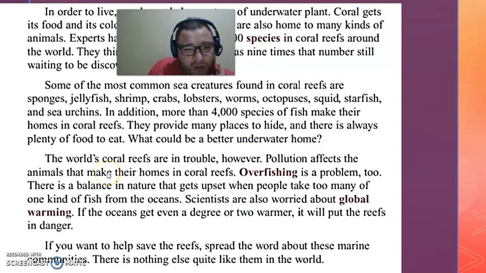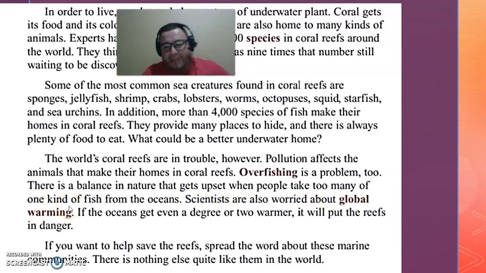The world's coral reefs are in trouble. Pollution affects the animals that make their homes in coral reefs. Overfishing is a problem too. There is a balance in nature that gets upset when people take too many of one kind of fish from the oceans. Scientists are also worried about global warming.